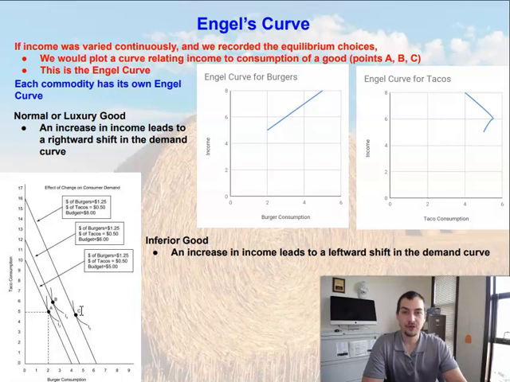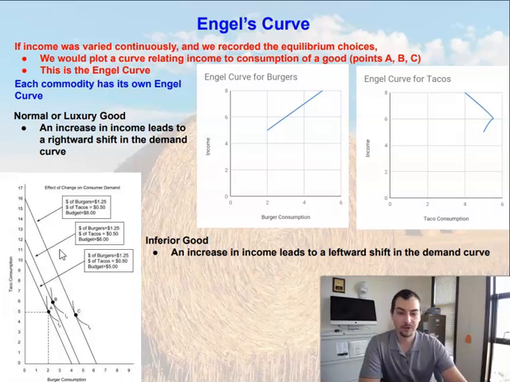In the last video, we talked a lot about what happens if the income of a consumer changes. What is that going to do to the consumption of goods? And that led us into the discussion of inferior goods and normal goods. Remember, normal goods are ones where, as income increases, you consume more of it, and inferior goods are ones where, as income rises, you consume less of that good.